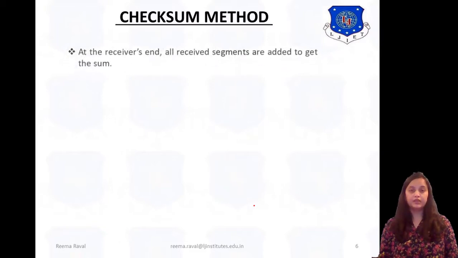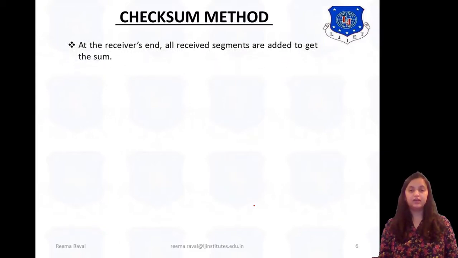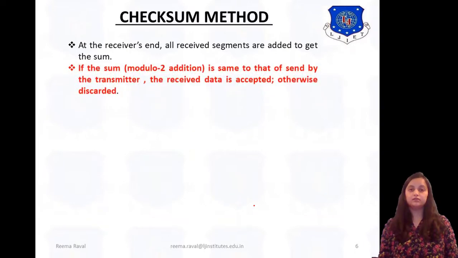Okay, let us see. At the receiver end, all received segments are added to get the sum. This sum will be an XOR addition, so that means a modulo 2 addition. If the sum is the same as that sent by the transmitter, the received data is accepted, otherwise discarded.